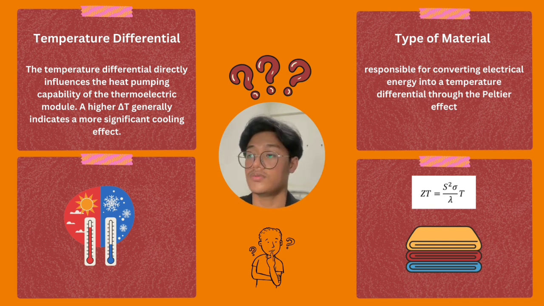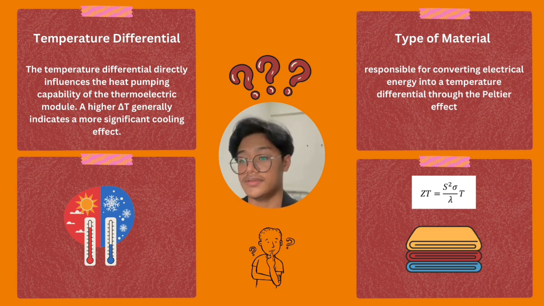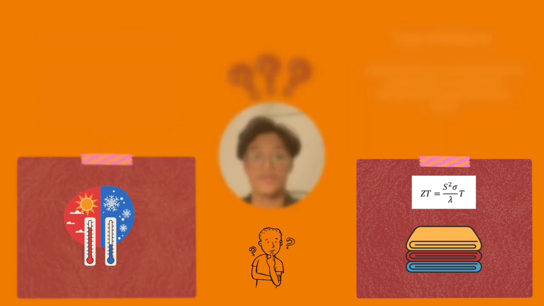So next we will talk about type of material. What is type of material? Type of material is responsible for converting electrical energy into a temperature differential through the Peltier effect. So the materials with high figures of merit, ZT, will provide better performance.